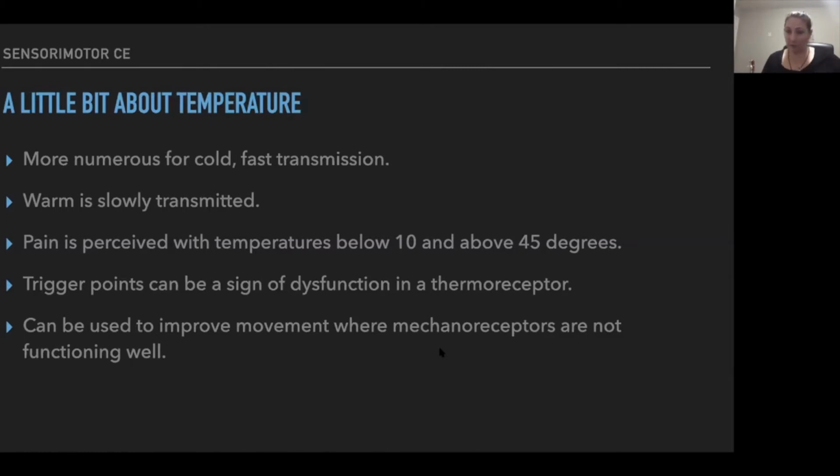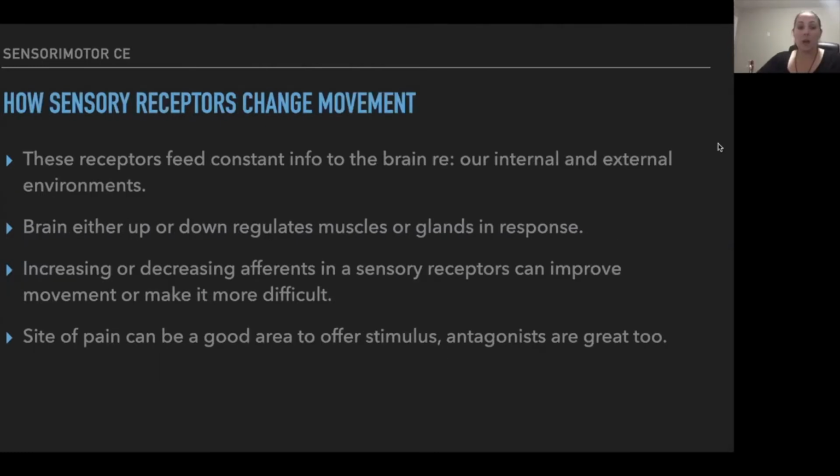Thermoreception travels along different pathways. And so you can use cold to teach somebody how to move their foot or move their ankle, if they can't pick up touch as a sensation. The brain is either going to upregulate or downregulate the action of muscles or glands in response to that sensory stimulation.